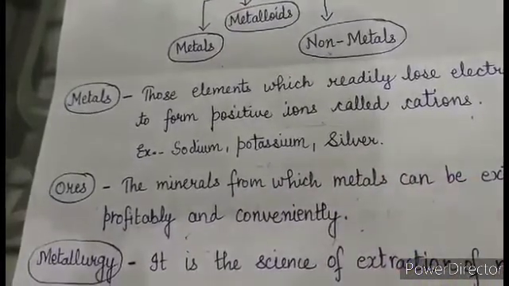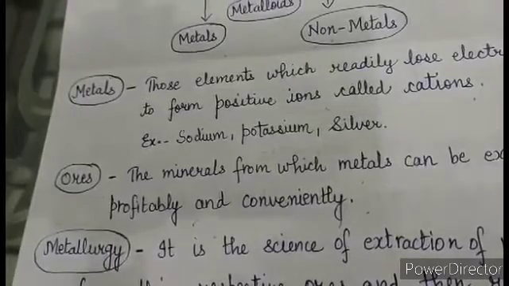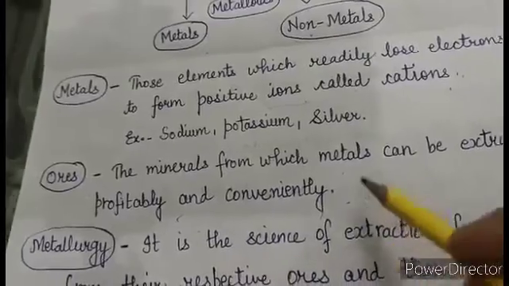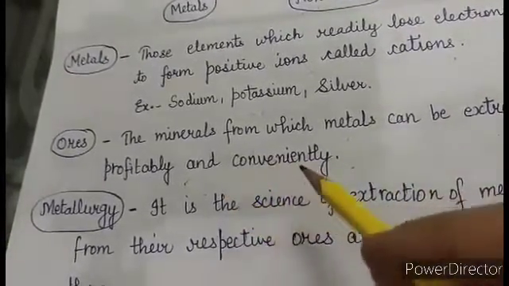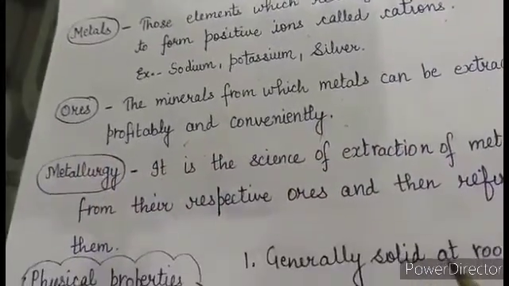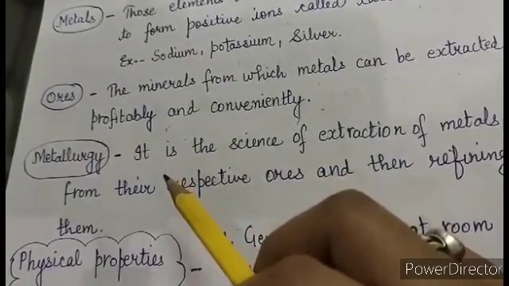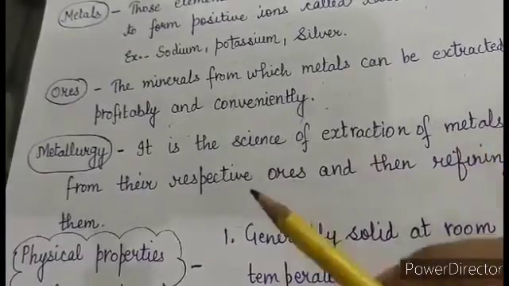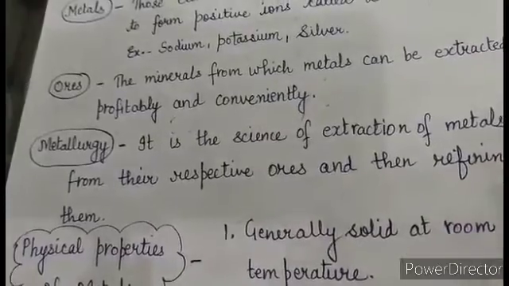After that we discussed the occurrence of metals. Metals are present in the earth's crust in the form of minerals. But the minerals from which metals can be extracted profitably and conveniently are known as ores. And next we discussed metallurgy. Metallurgy is the science of extraction of metals from their respective ores, and then refining them.